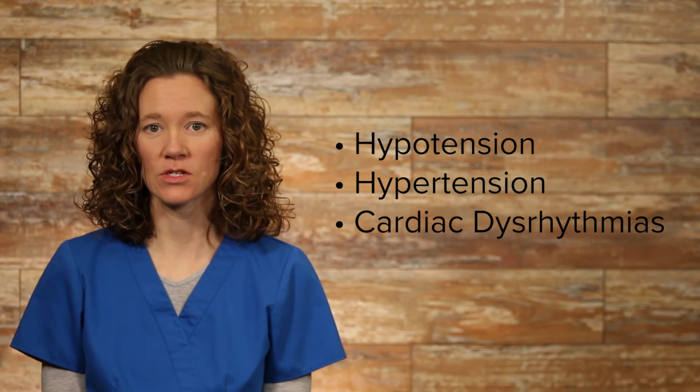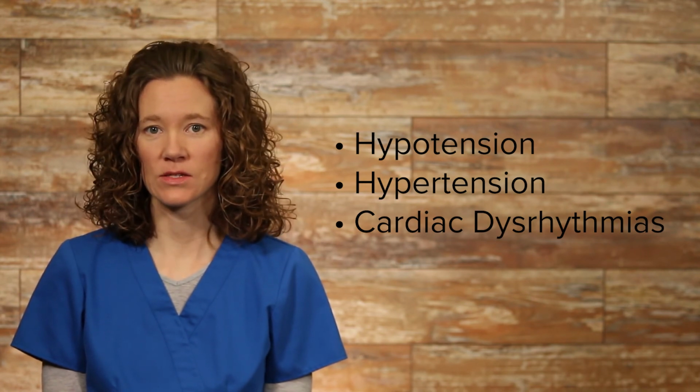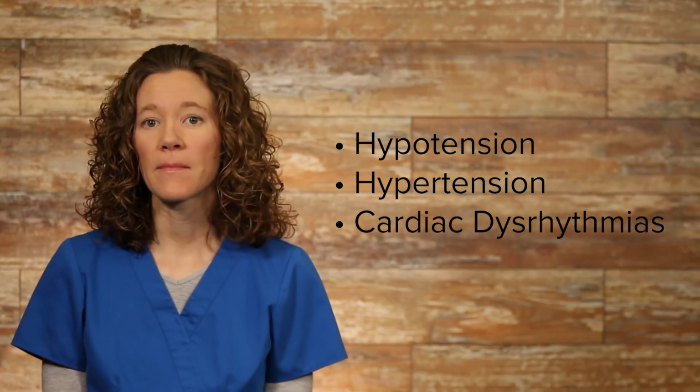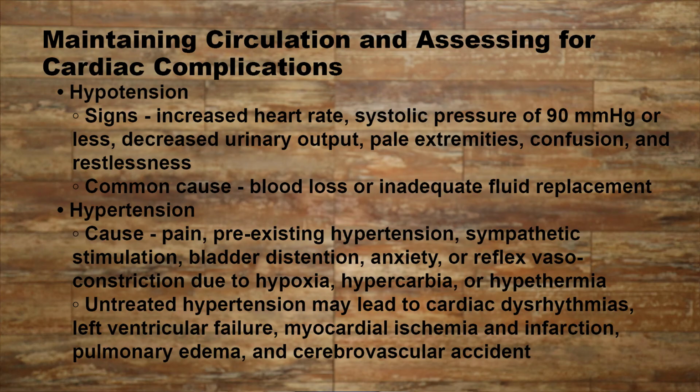The most commonly encountered cardiovascular complications are hypotension, hypertension, and cardiac dysrhythmias that occur as a result of anesthetic agents affecting the central nervous system, myocardium, and peripheral vascular system. The signs of hypotension include increased heart rate, systolic pressure of 90 millimeters mercury or less, decreased urinary output, pale extremities, confusion, and restlessness. A common cause of postoperative hypotension is blood loss or inadequate fluid replacement. The PACU nurse should be ready to return the patient to the OR if excessive bleeding or hemorrhage occurs.